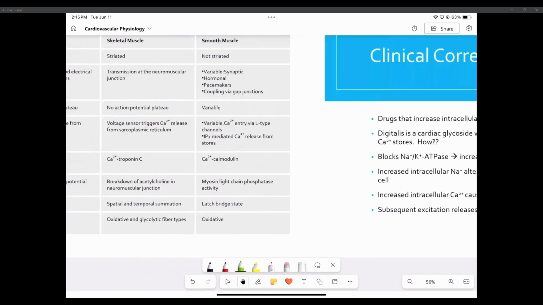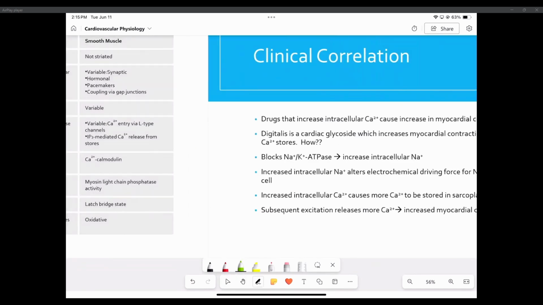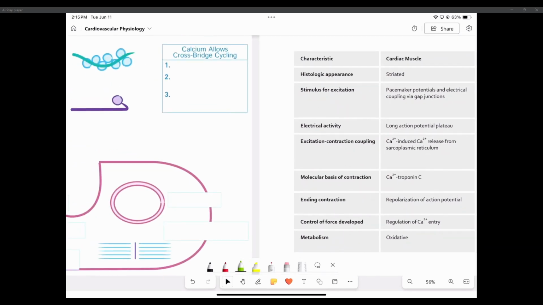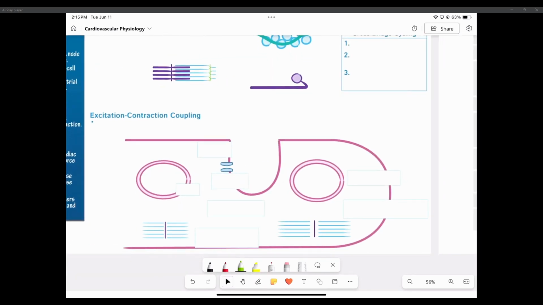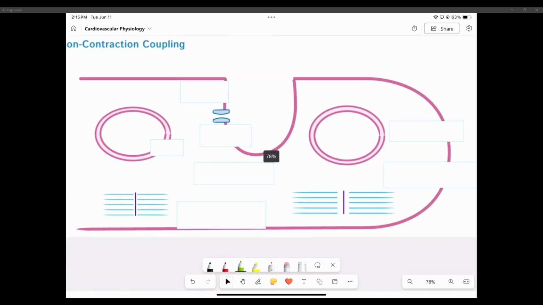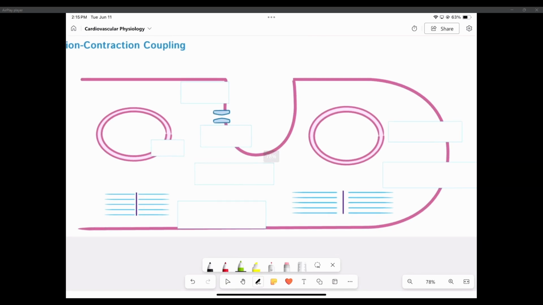Let's see where we're at here. Okay, we're almost done. So here is our sarcolemma, T-tubule, whatever you want to call it. Here is the extracellular space, and here is the intracellular space, ECF and ICF. First thing that's going to happen, what has to happen first? Action potential, right?